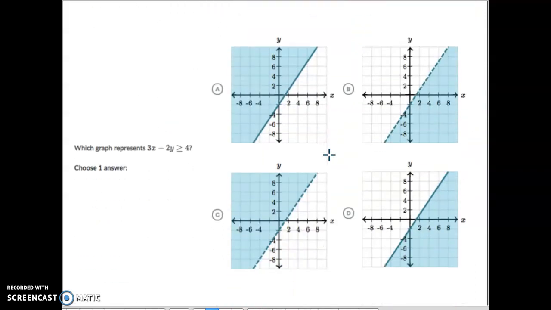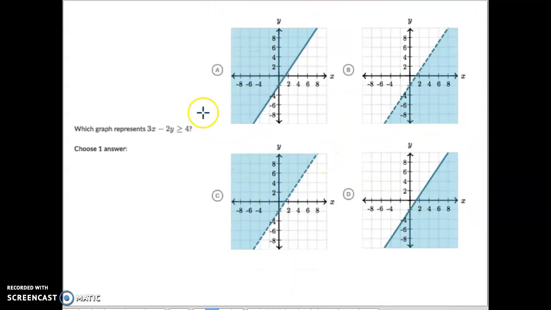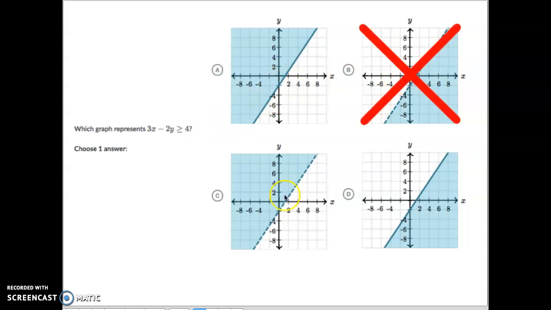All right. Example number 2. On this one, again, we don't really need to go through and solve this in terms of y. First of all, our inequality has an equal sign, so we know it's going to be a solid line. So let's x out the ones that are not solid. This one is solid. Letter B is not solid. We'll x that out. Letter C is not solid. We'll x that one out. So now A and D are the 2 solid lines.